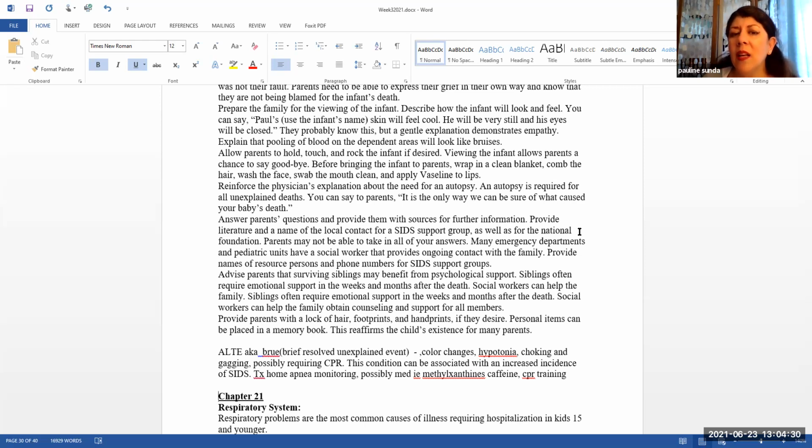Explain that pulling of the blood on the dependent areas will look like bruises. Allow the parents to hold, touch, and rock the infant if desired. Viewing the infant allows parents a chance to say goodbye.